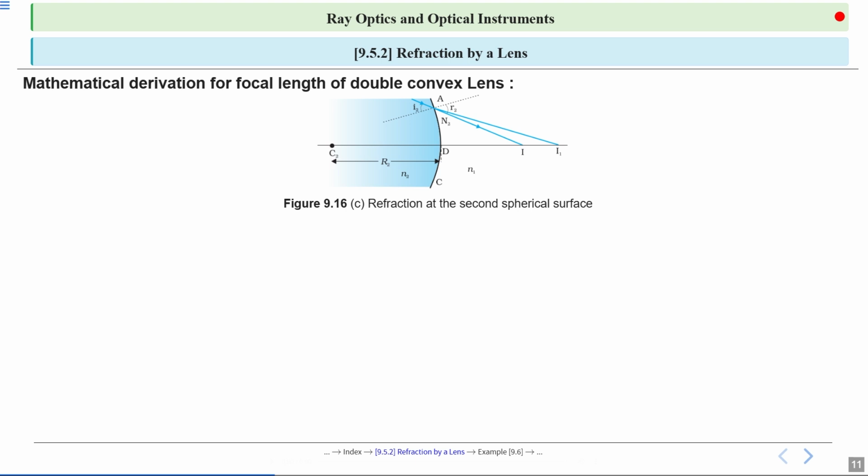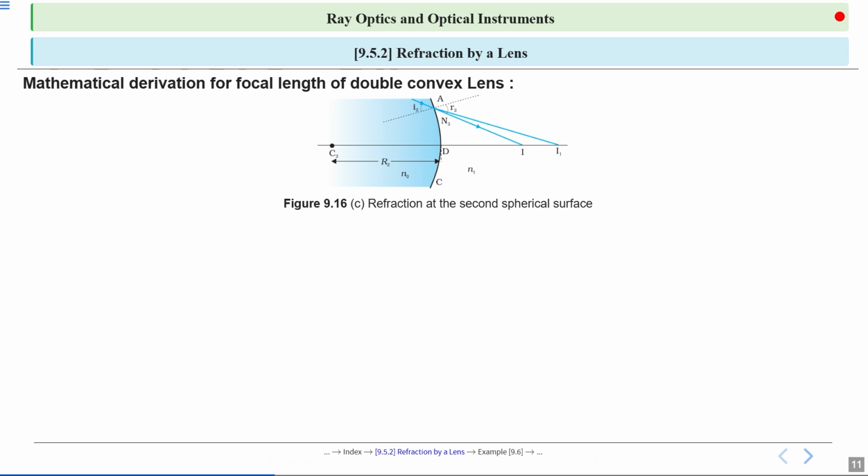Now draw the normal at this point. It will pass through C2, the center of curvature of the ADC refracting surface. Now it is going from denser to rarer medium, so it will bend away from the normal. So it will meet the principal axis at point I. That is the final image after refraction through both the surfaces ABC and ADC. Got it? This is R2, the radius of curvature of this ADC surface.